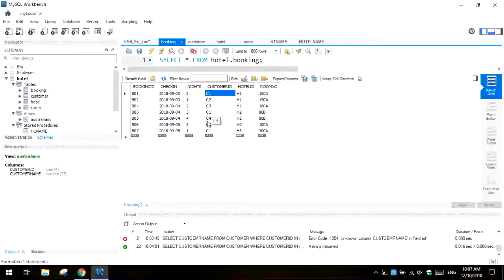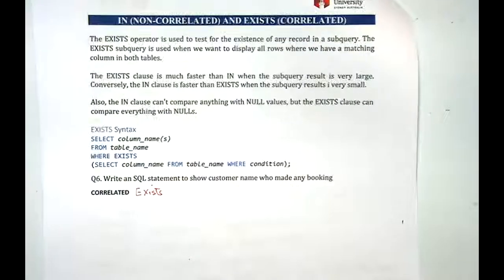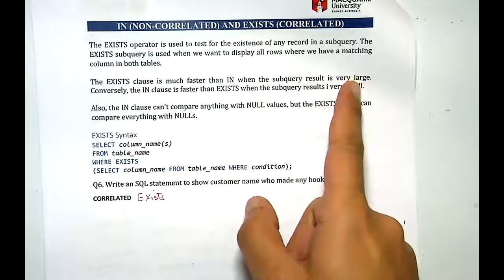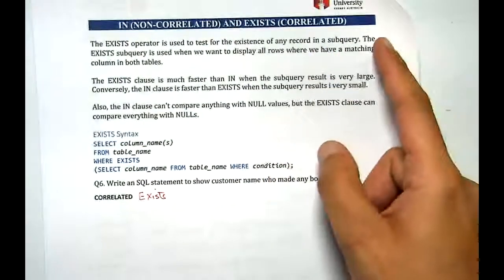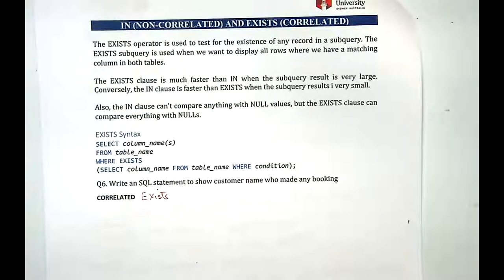Like I think you will read in the note here. Exists is much faster than in when the subquery is very large. So both of them behave the same, they get the same result, but the difference is just the performance. So if the booking table is very large, I have thousands of records, and the customer exists many times, I don't have to check thousands of times. The first time I find his existence, I will just return true. Okay? Make sense?